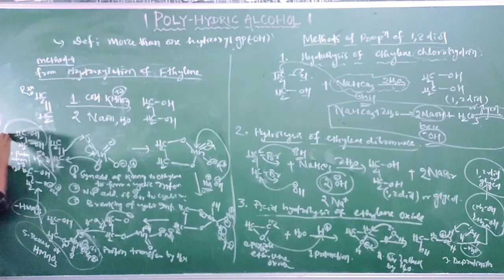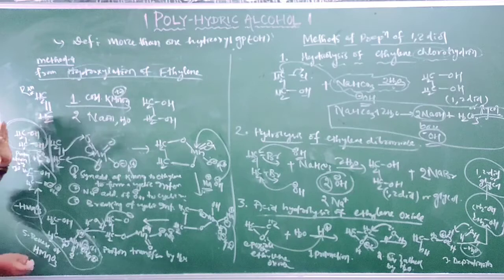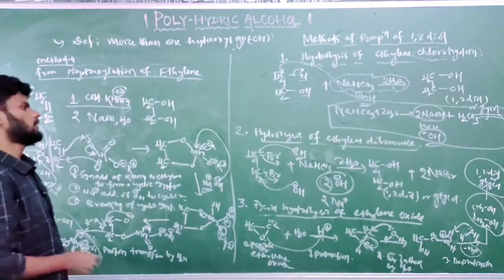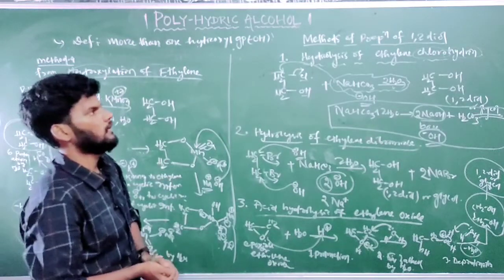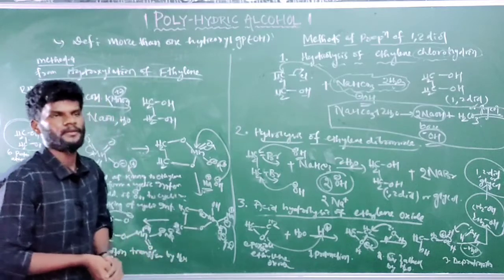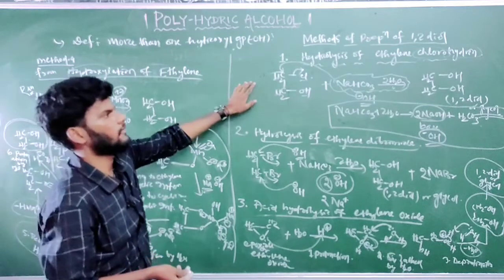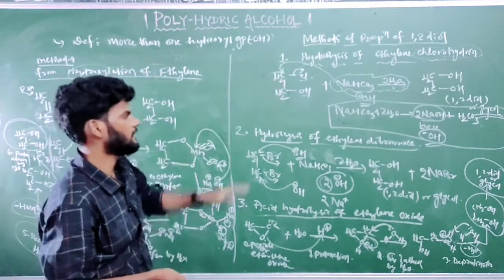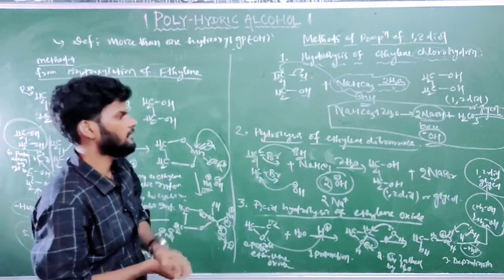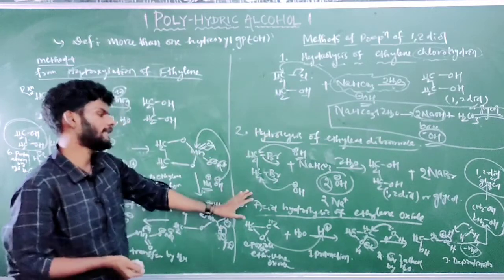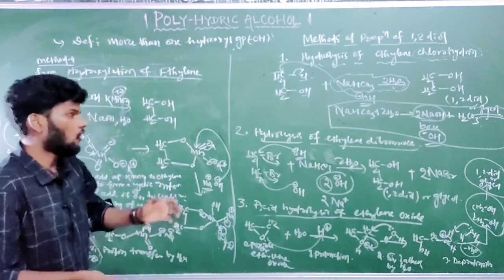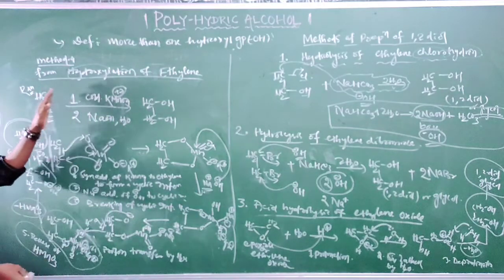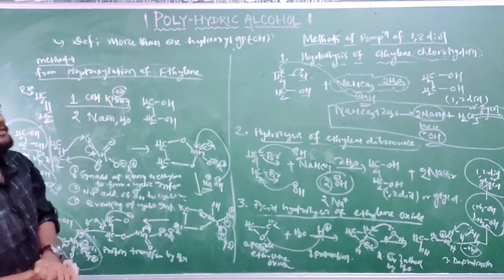So this is the product: 1,2-diol, or glycol, or ethylene glycol. So these are the 4 methods for the preparation of 1,2-diol. In the first method, from hydrolysis of ethylene chlorohydrin; in the second method, from the hydrolysis of ethylene dibromide; in the third method, acid hydrolysis of ethylene oxide; and in the fourth method, from the hydroxylation of ethylene.